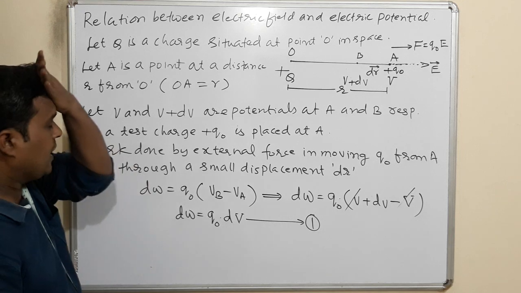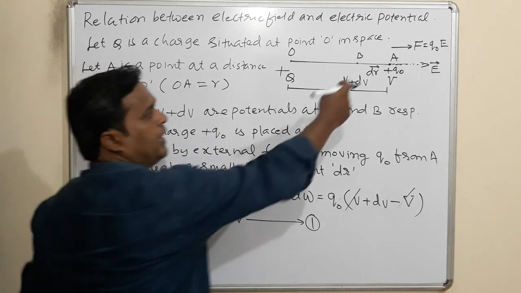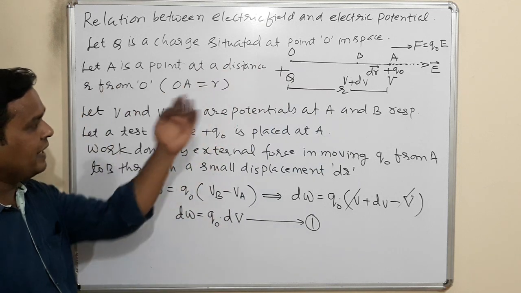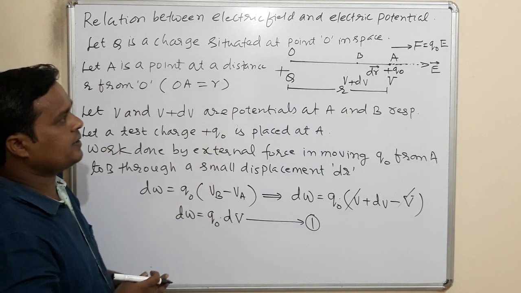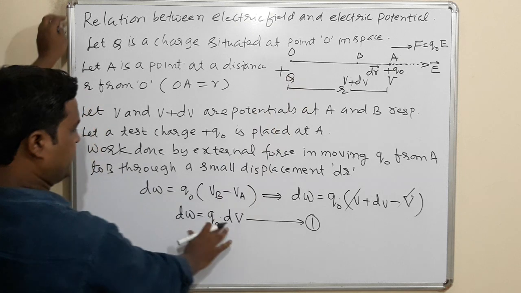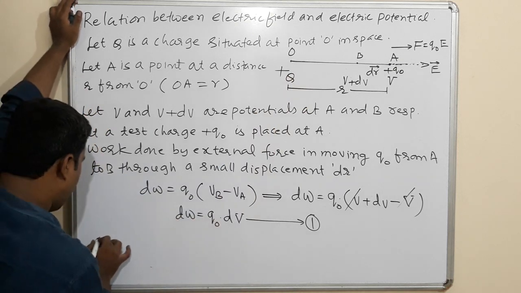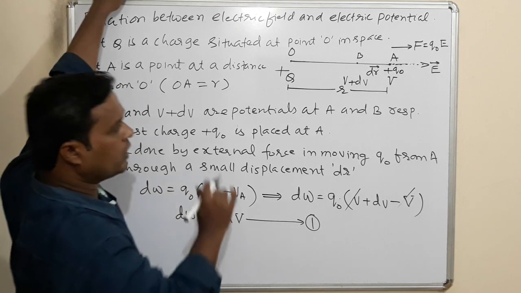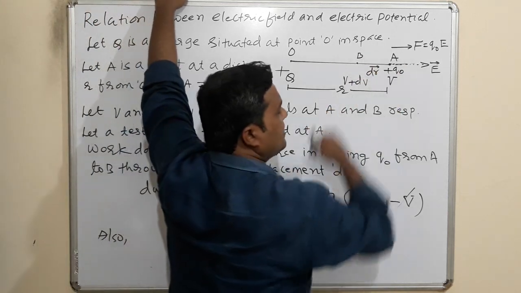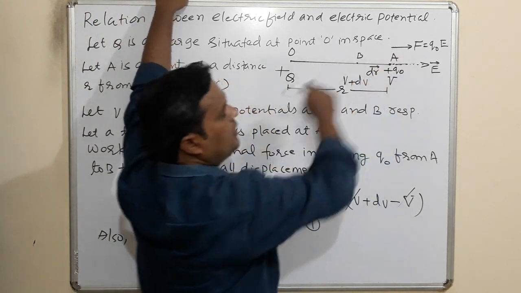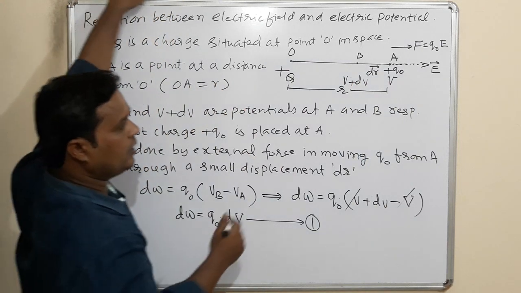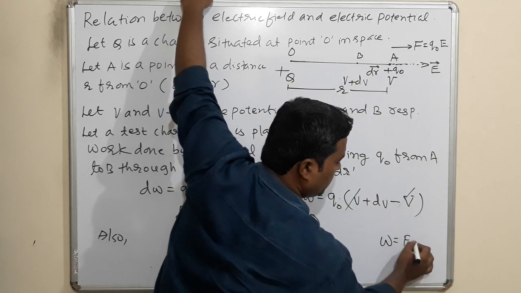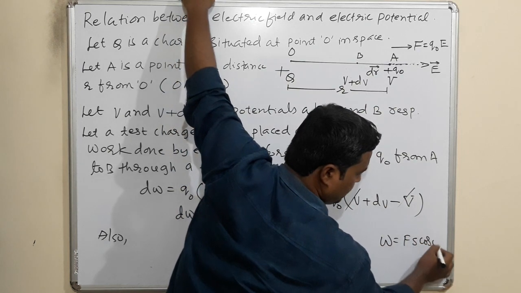Work is done by an external force in moving Q naught from A to B, because we are going against the electrostatic force of repulsion. This much is the work done. And in mechanics we also know that work done is nothing but force times distance. In mechanics, what is the formula of work? Work is equal to Fs cos theta.